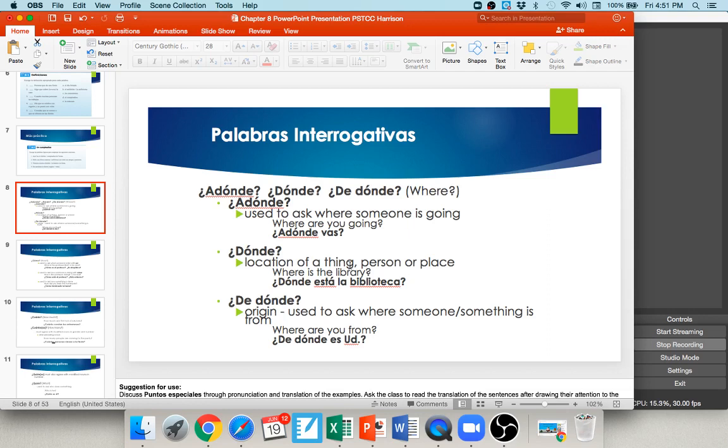A donde vas? Now, you may have heard in English it's incorrect to end a sentence in a preposition, where are you going to? And that is correct. You should not end a sentence in a preposition.